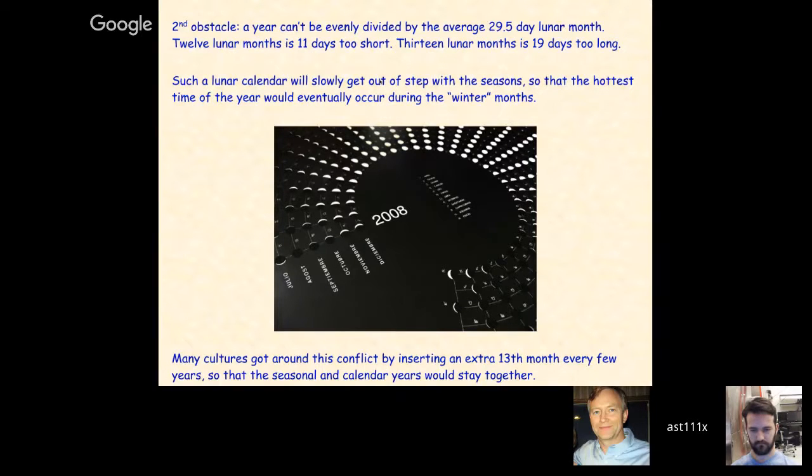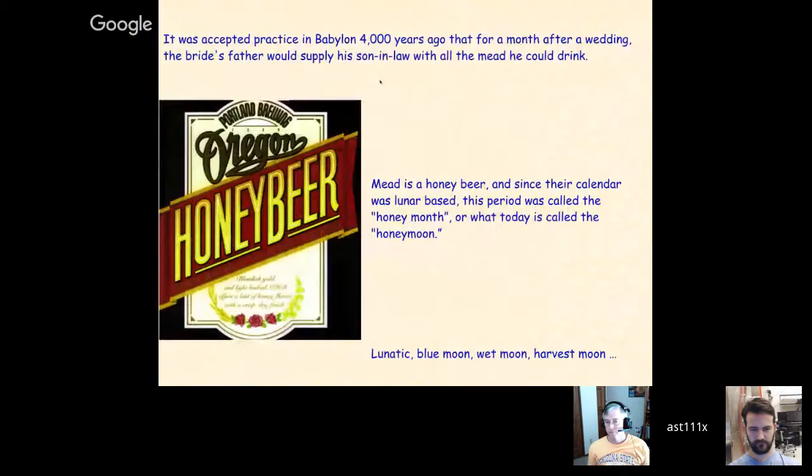And so many cultures got around this conflict by inserting an extra 13th month every few years or so. They generally went short, with 12 months. And then every once in a while, when it got a little too crazy, they would insert an extra month. And this is how they tied the seasonal year and the calendar years together.